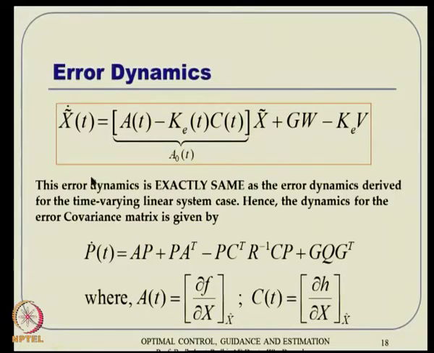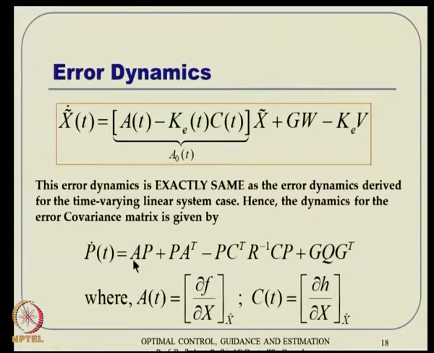So, the beautiful observation is that the error dynamics is exactly the same as the error dynamics derived for the time varying linear system case, and hence everything else remains the same. We do not have to derive it again, we can simply write it. Hence the dynamics of the covariance matrix we can straight away write using this time varying linear system case. We just go there, see that and write it exactly the same, because the error dynamics is exactly the same. So, the error covariance matrix dynamics will also remain exactly the same.